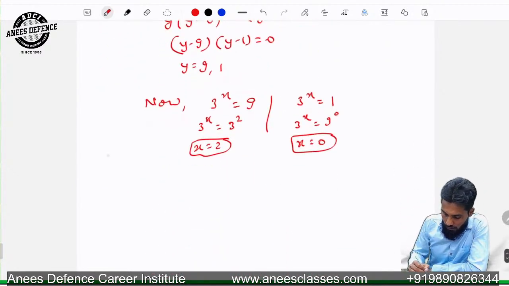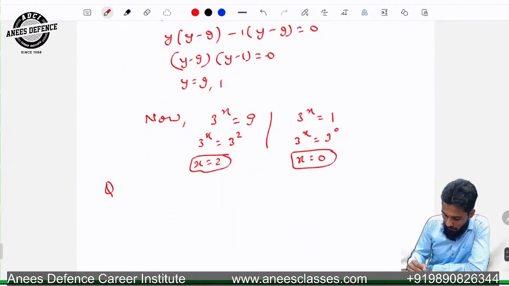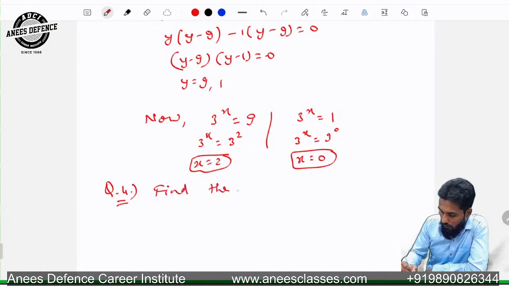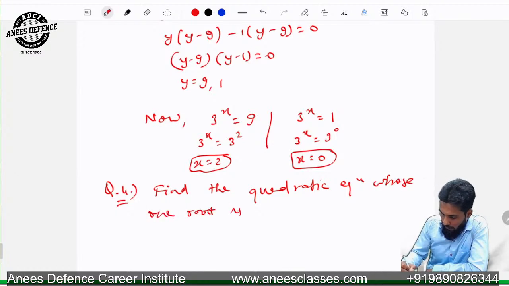So now one more interesting question. This is question number 4. Try this question, all of you. A very good question. There you have to find the quadratic equation. Find the quadratic equation whose one root is 1 by 2 plus root 5.